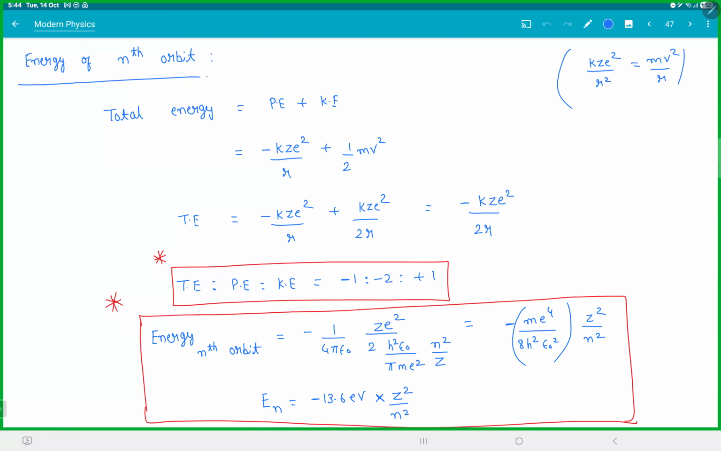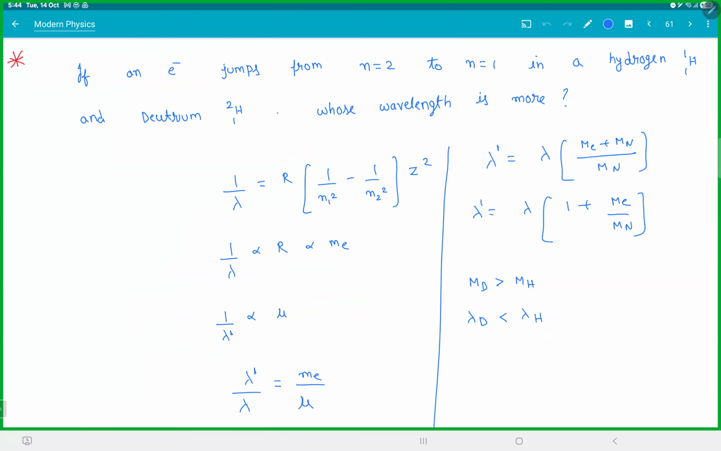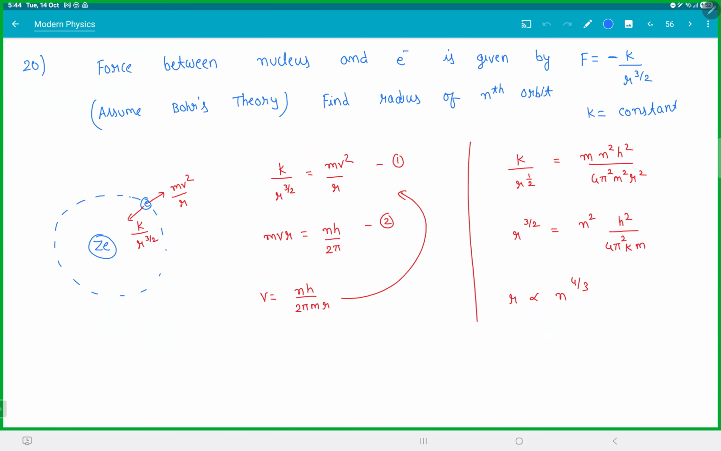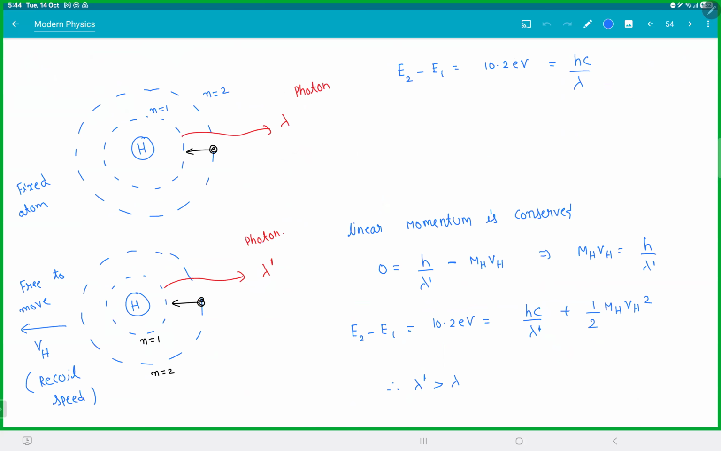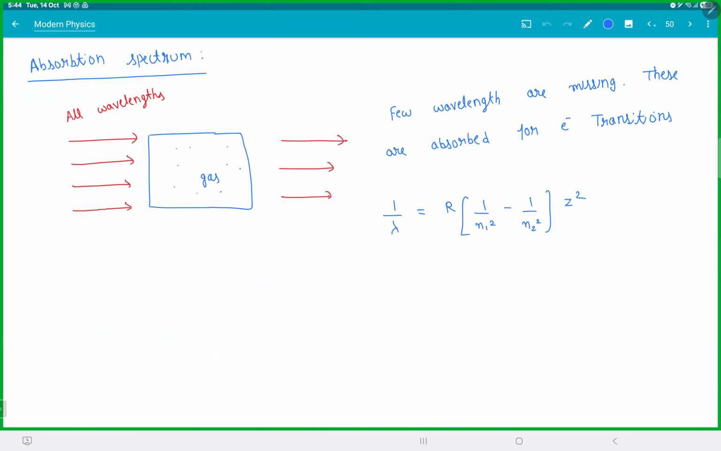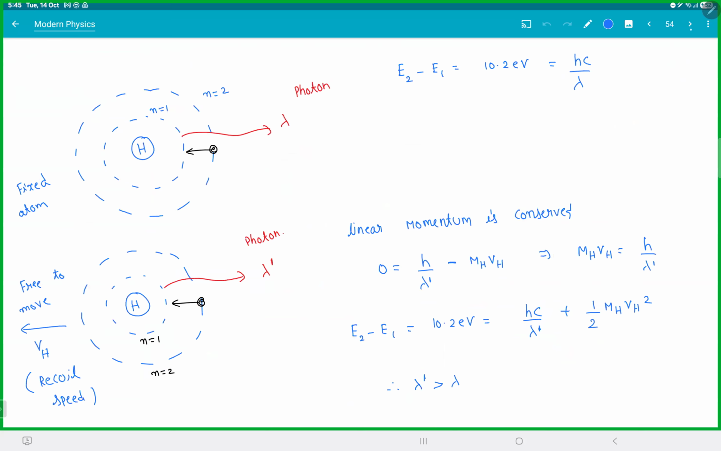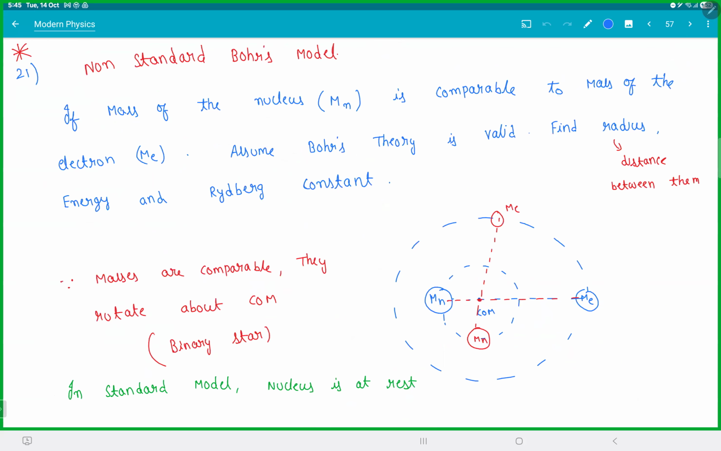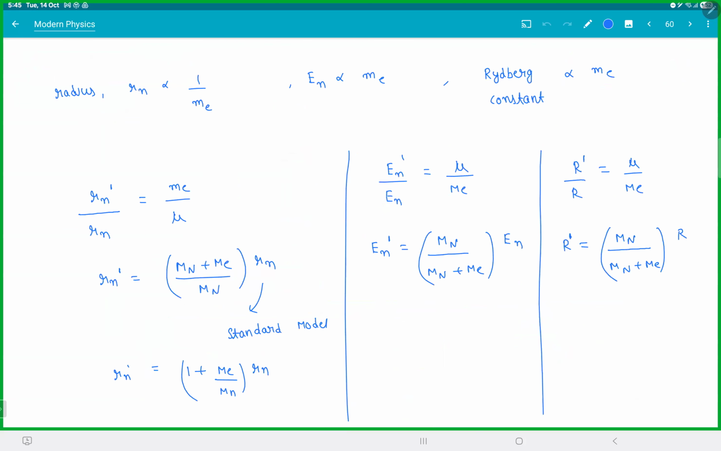So the last thing that we did was the non-standard Bohr model. Did we do this? We did force one. Okay, let's do one more before going ahead.